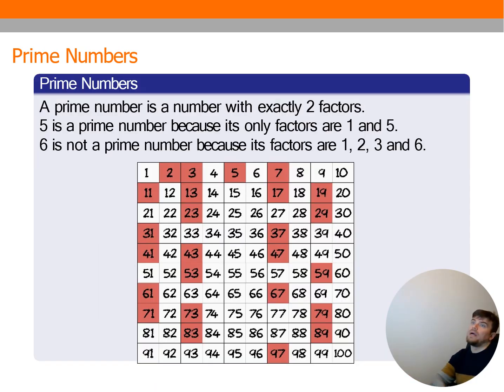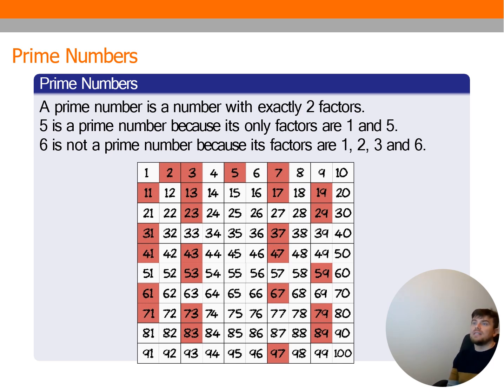Now we're looking at prime numbers. So a prime number is a number with exactly 2 factors. 5 is a prime number because it only has the factors of 1 and 5. 6 is not a prime number because we have 1, 2, 3 and 6. So all the numbers highlighted in red are prime numbers, because they only have 2 factors.